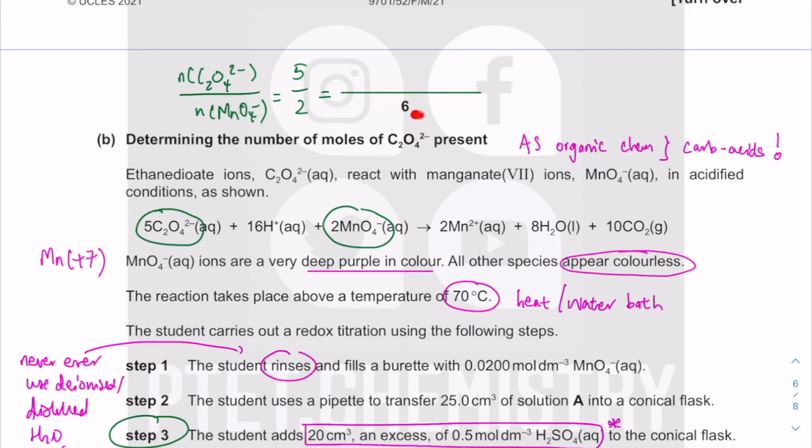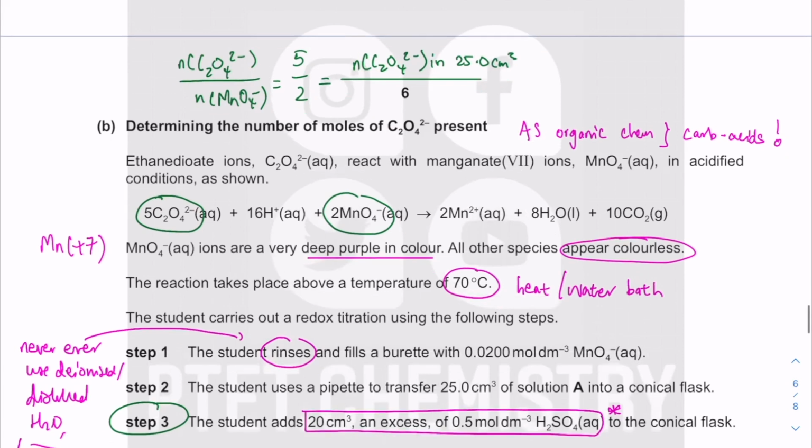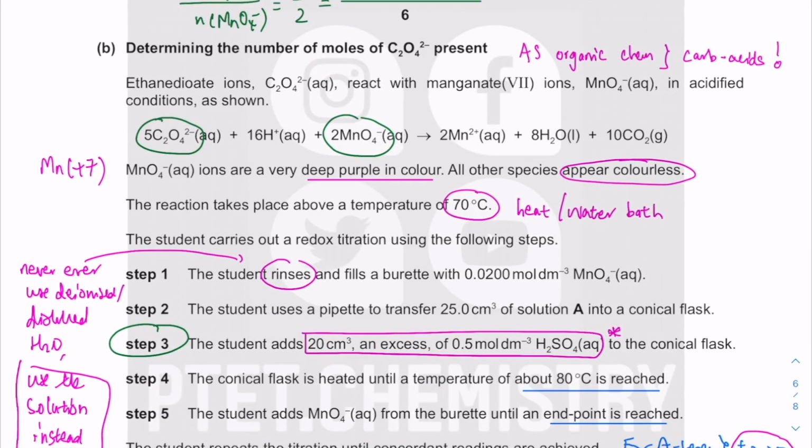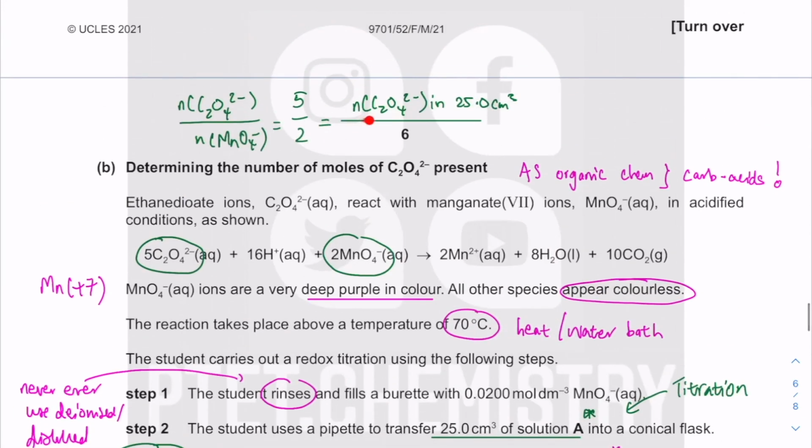This is your titration. So this is your mole of C2O4 2 minus in 25.0 cm³, because this is the titration in 25.0 cm³. Because if you read the instruction just now, you take out that much only. So we are talking about the titration. This is the titration, so it's only 25.0 cm³ of solution A.